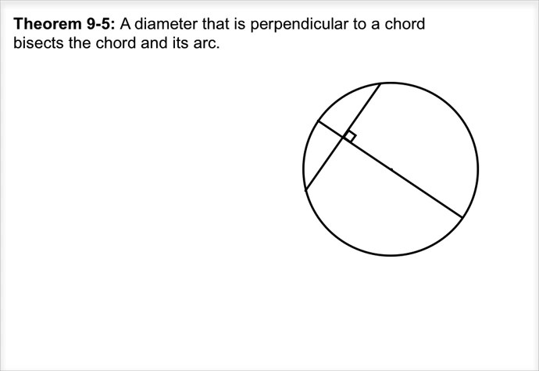Theorem 9.5. A diameter that is perpendicular to a chord bisects the chord and its arc. So if I look at the figure to the right, I see I have a diameter. It's perpendicular to a chord, so I know that the chord is bisected, so it's going to give me two congruent pieces. And I also know that the arc gets bisected and gives me two congruent pieces for the arc as well.